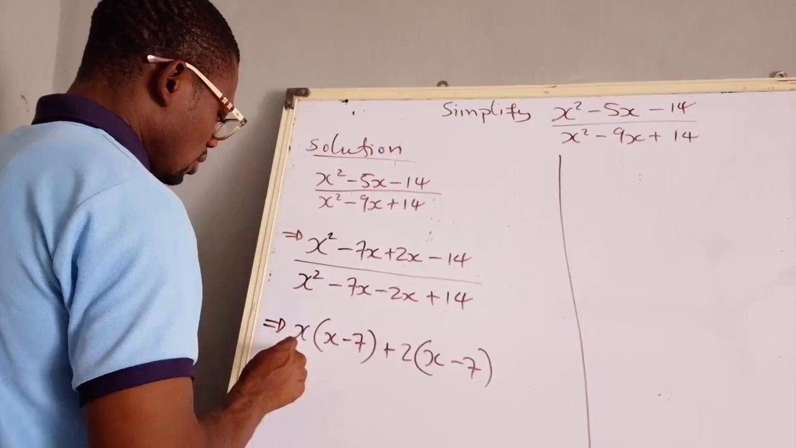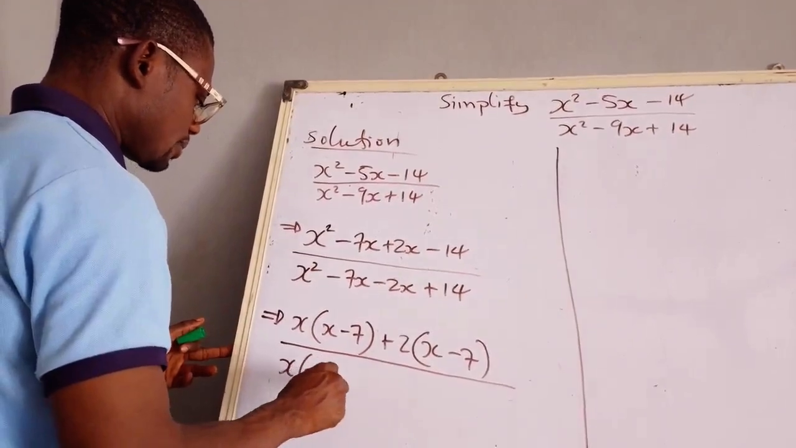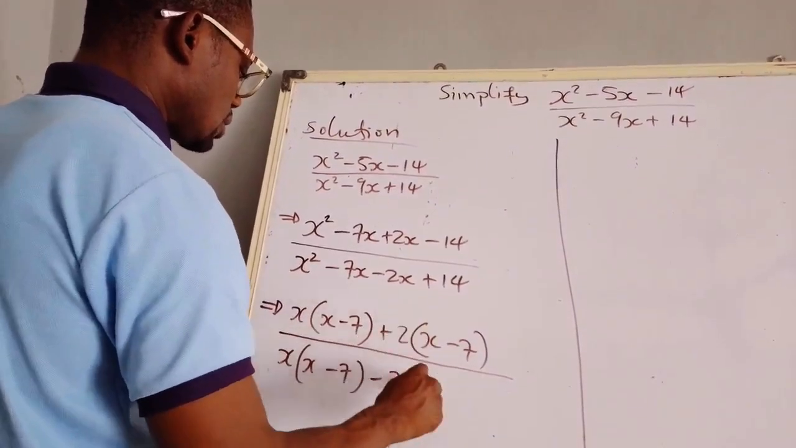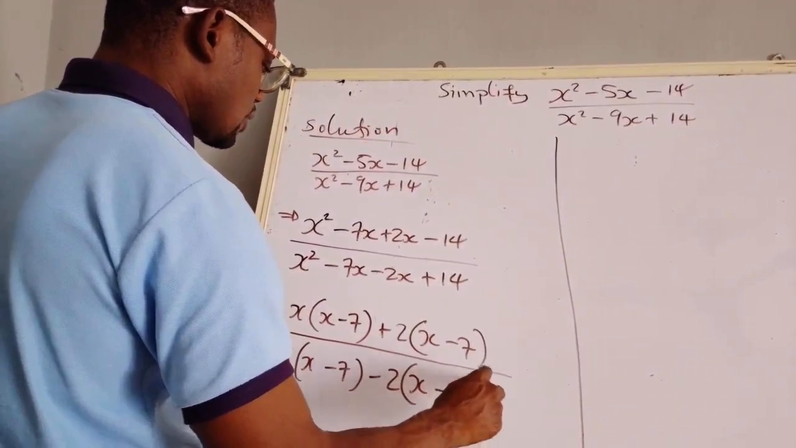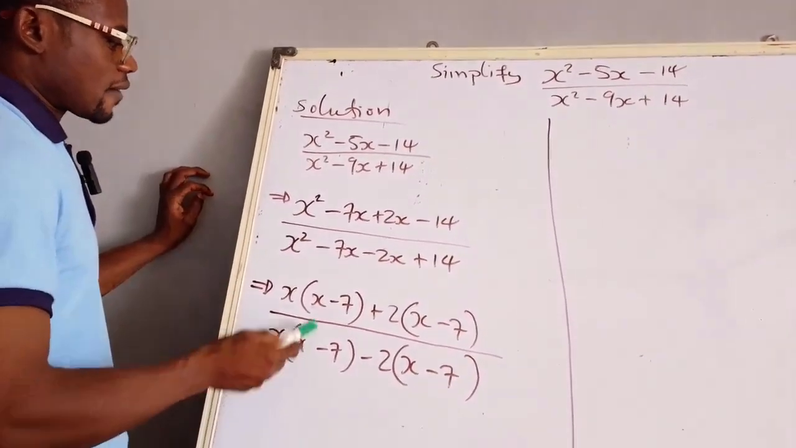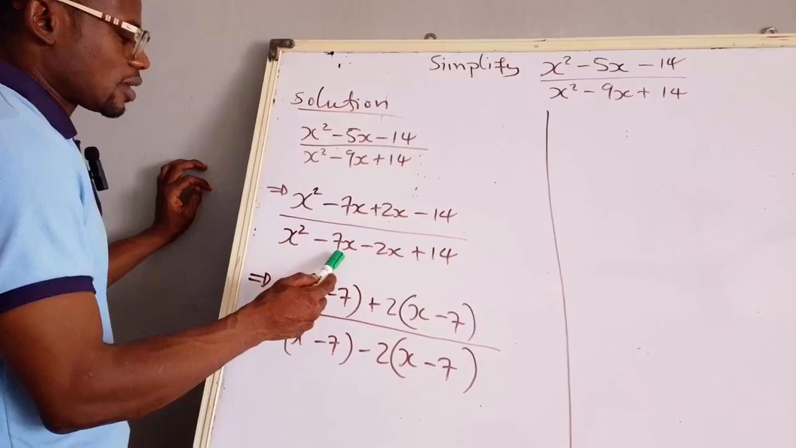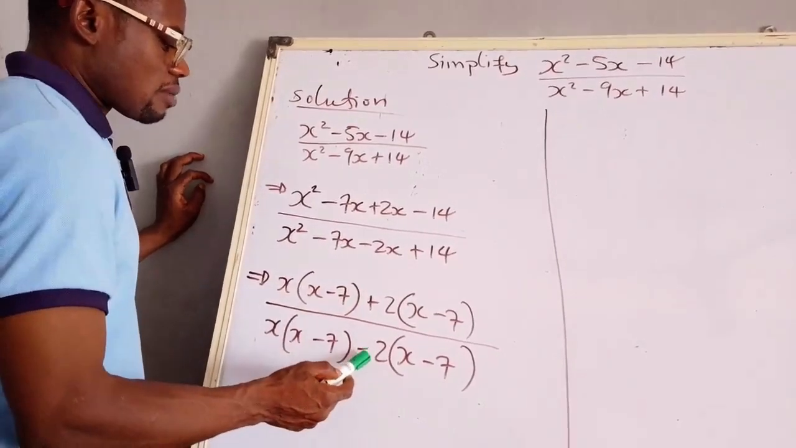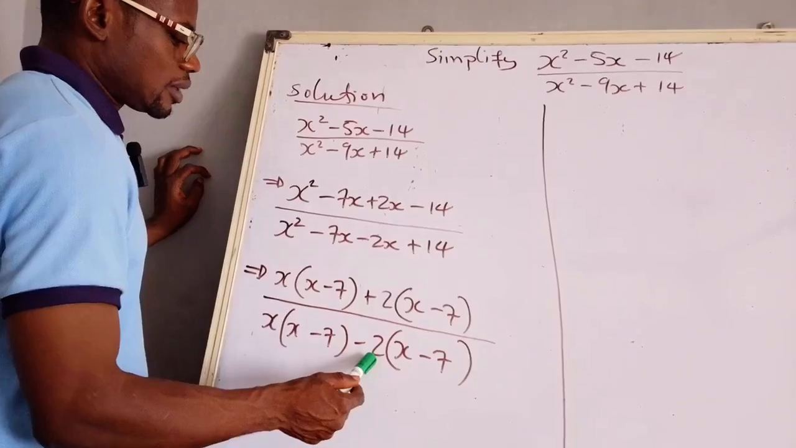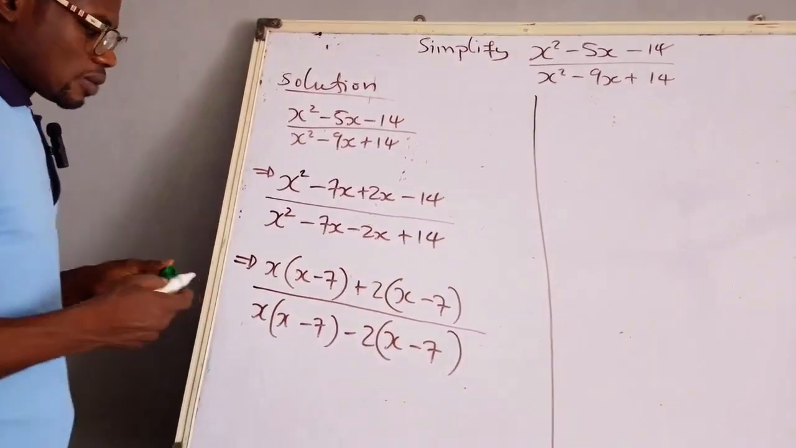Then the denominator part, we do the same here. x minus 7, x minus 2. Now let's check it again. x times x is x squared. x times minus 7 is minus 7x, correct? Minus 2 times x is minus 2x, is that correct? Minus 2 times minus 7 is plus 14. That is very good. We are good to go.